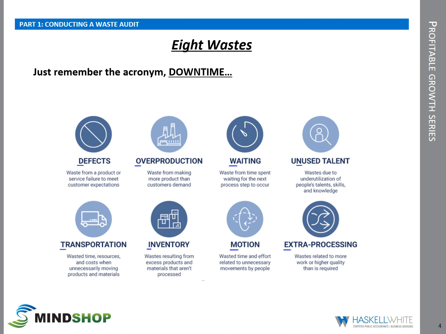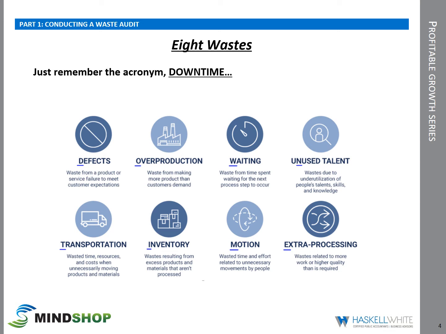The N is for unused talent, and this is when you've got some really talented and smart people and you're not listening to their ideas and you're not properly utilizing their talents. The T is for transportation, which is wasting resources when moving products. This could be paying for overnight air when economy ground will be just fine.